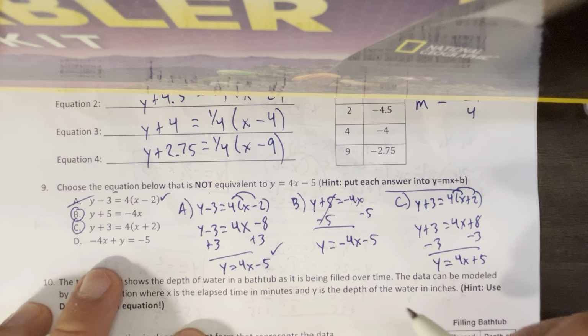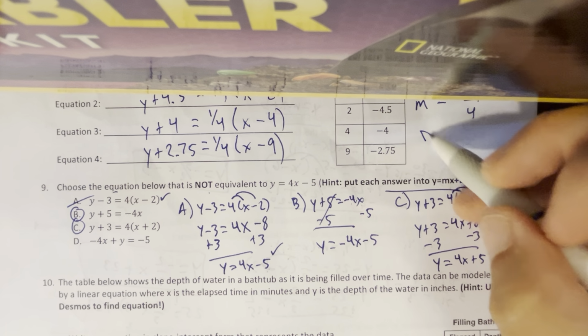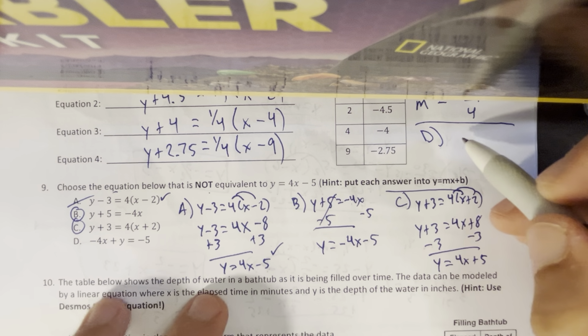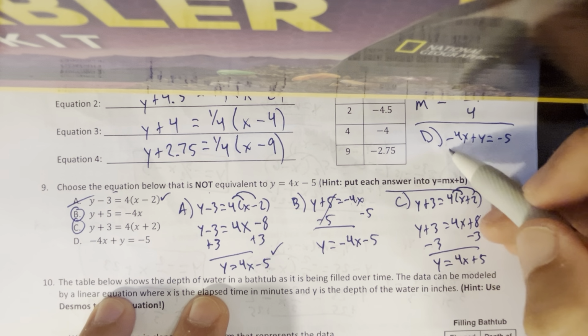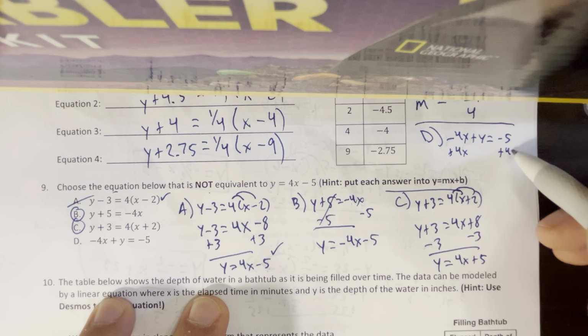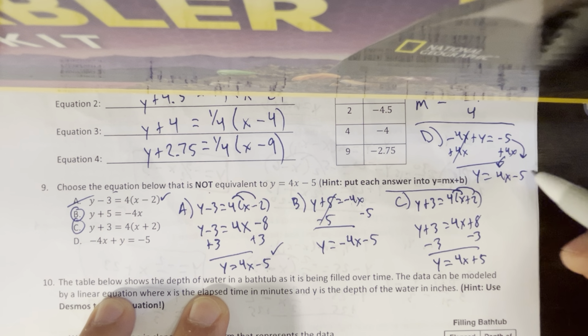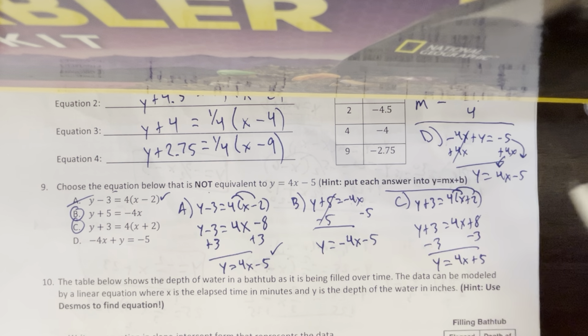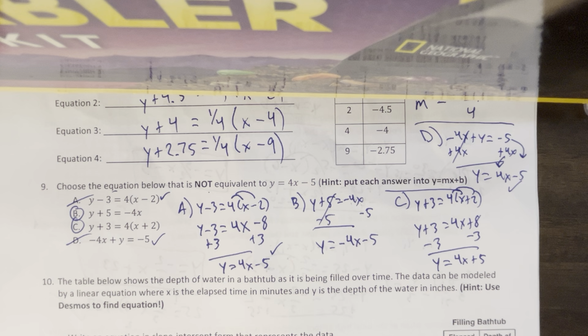And then for D, let's see, I kind of ran out of space. I'll come up here and do D up here. And so negative 4x plus y equals negative 5. I'm going to add 4x over. y equals, these aren't like terms, they're just going to drop down as they are, 4x minus 5. And that one does match. So it's not D. So on this one, it's both B and C because neither of them matched up exactly.